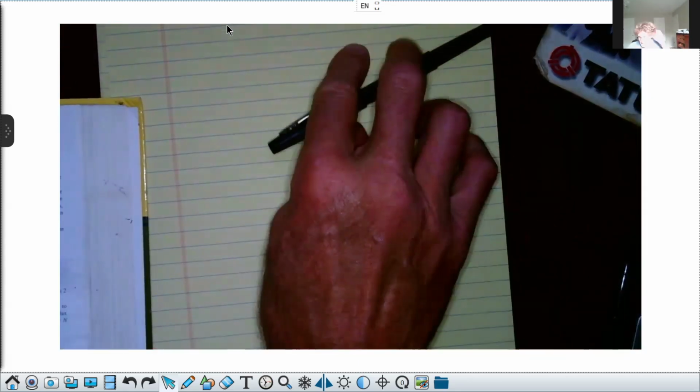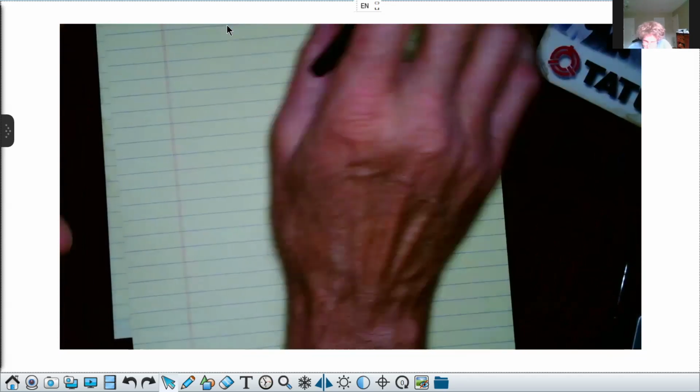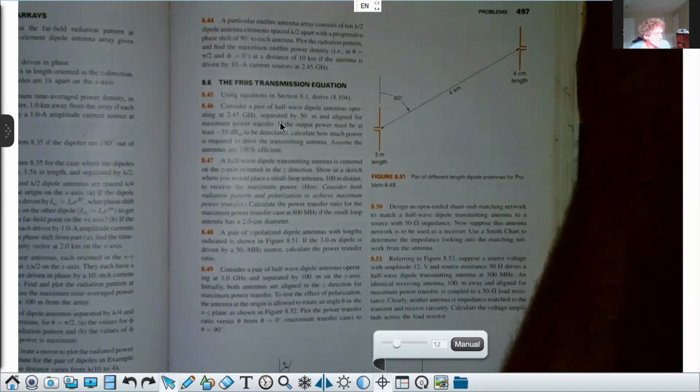So we did the full, how to figure out from an antenna's transmission to reception. 8.46 is this one. It says, consider a pair of half-wave dipoles at 2.45 gigahertz separated by 50 meters in a line for maximum power transfer. If the output power must be at least minus 35 dBm to be detectable, calculate how much power is required to drive the transmitting antenna. Assume that both antennas are 100% efficient.